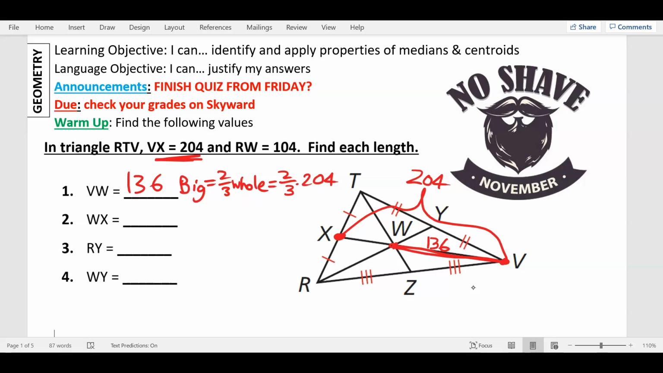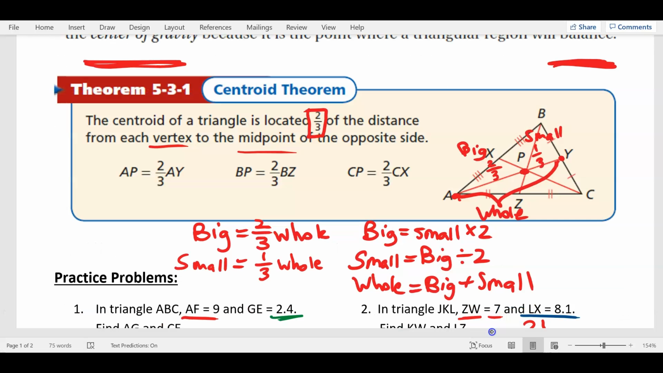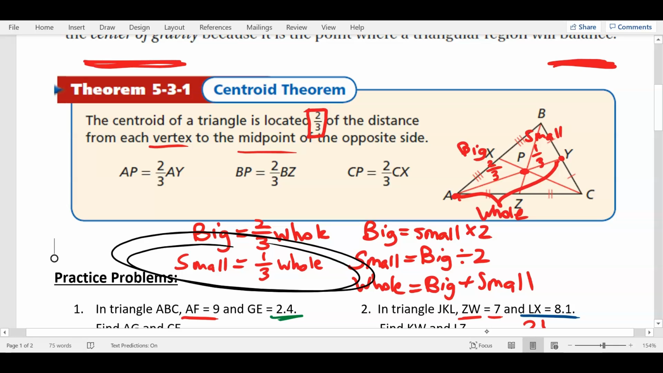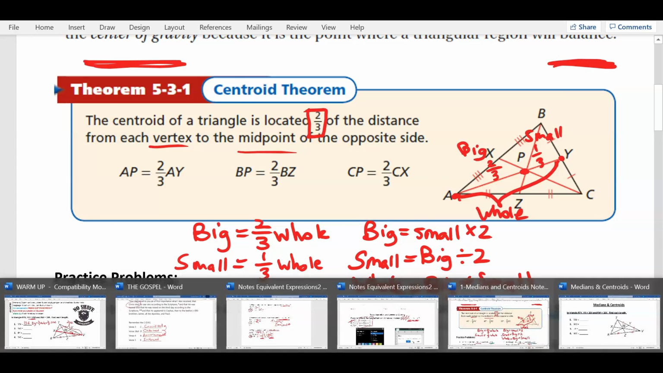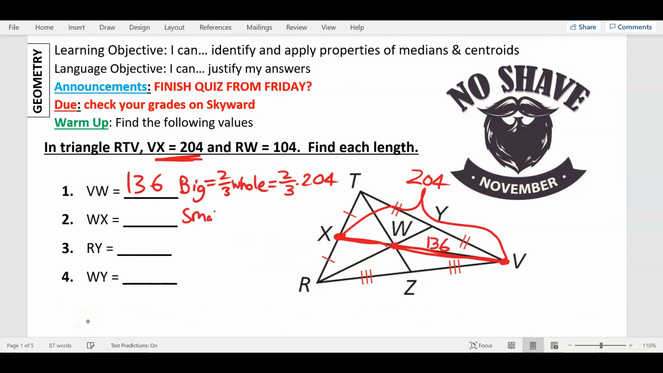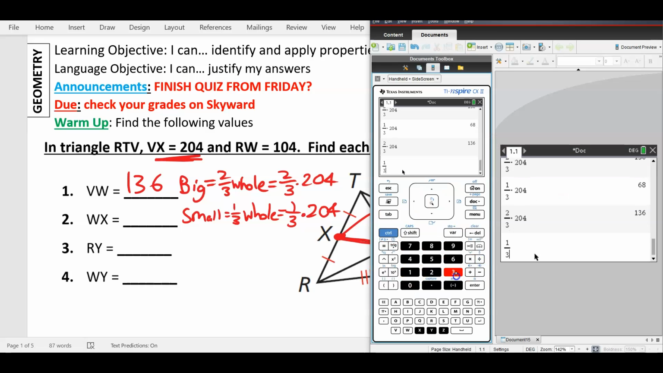Now, number 2, as for WX. Now you tell me, from W to X, is that the small part, the big part, or the whole thing? Everyone else sees that? WX is the smaller part. What fraction is the small part of the whole thing? Okay, the big one was 2/3, but this one is 1/3, right? Let me show you the notes again. The small one is 1/3 of the whole. We went over that, right? So back to this, we're going to put the small equals 1/3 of the whole. So 1/3 times 204. Again, in the calculator, 1, control divide 3, go to the right, 204, 68.